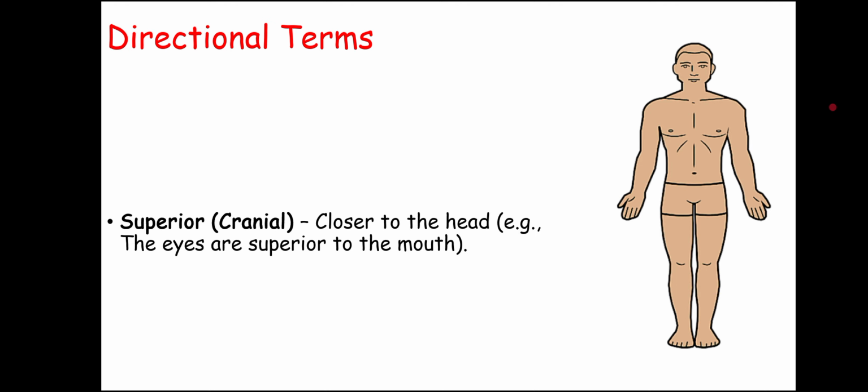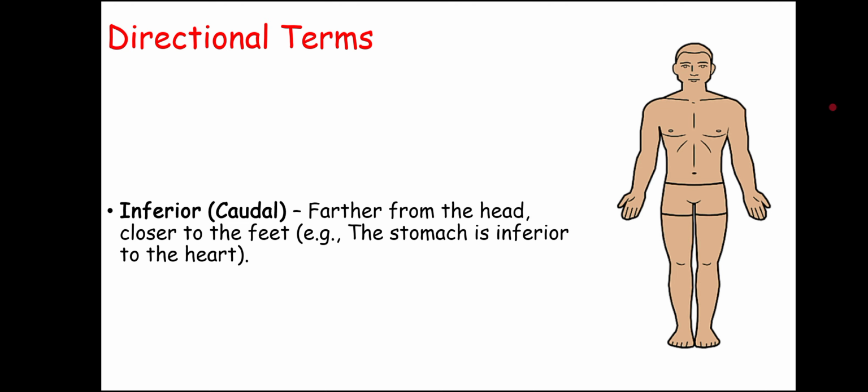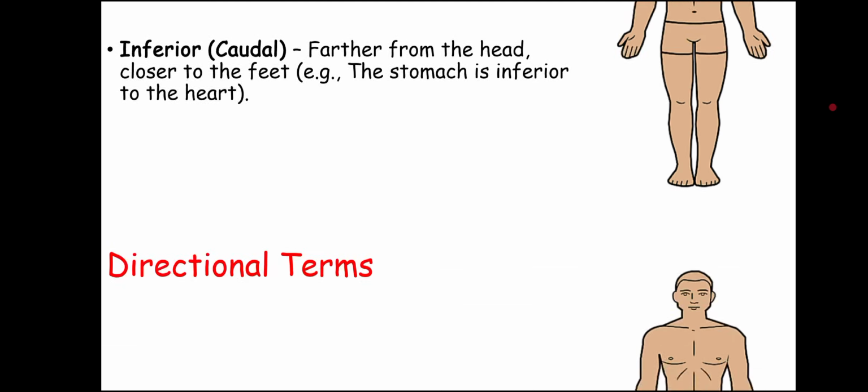The first is superior, that is also called as cranial. It means closer to the head, as the eyes are superior to the mouth. The second directional term is inferior, that is also called as caudal. That means further from the head or closer to the feet, as the stomach is inferior to the heart.